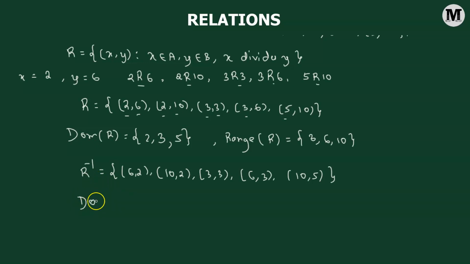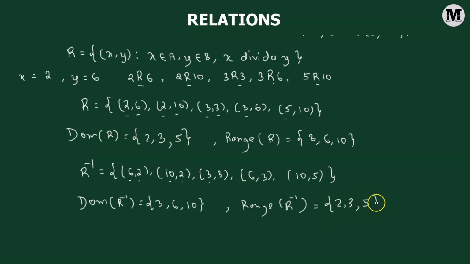So we can find out its domain. The domain of R inverse is going to be the set containing the first element of each ordered pair. So that's going to be 3, 6, and 10, because the domain of R inverse is simply equal to the range of the relation R. And the range of the inverse relation R inverse is going to be the set containing the second element of each ordered pair, and that is also equal to the domain of the relation R. So that means our set is going to contain the elements 2, 3, and 5.